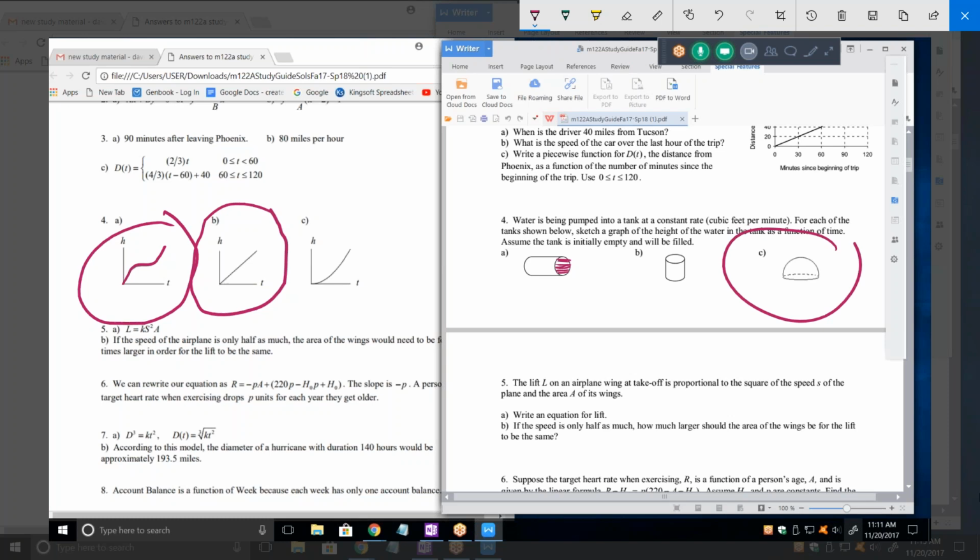And finally, shape C, you have the really wide part at the bottom. So the first bit of water makes the height go up, but not very fast. But as you get closer to the top, it goes up faster and faster. Oops, I should be widening these things like that. And so with C, the height goes up slowly, slowly, slowly, but then as I get near that top, it's going up a lot faster.